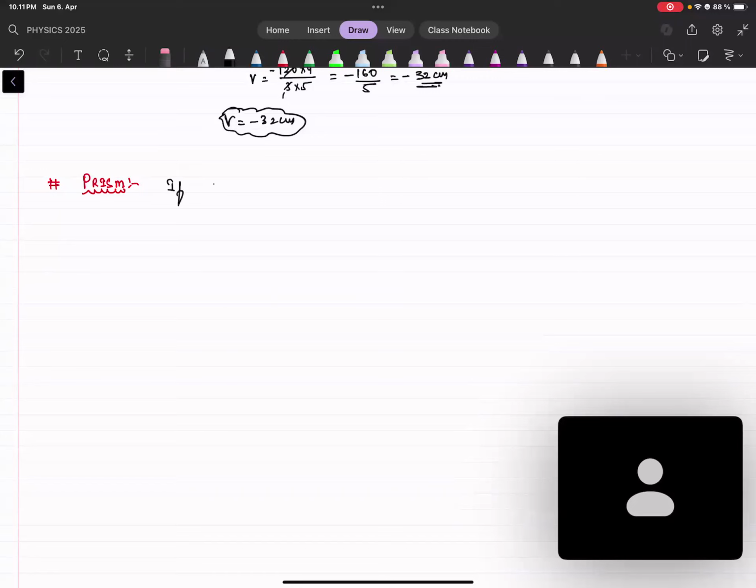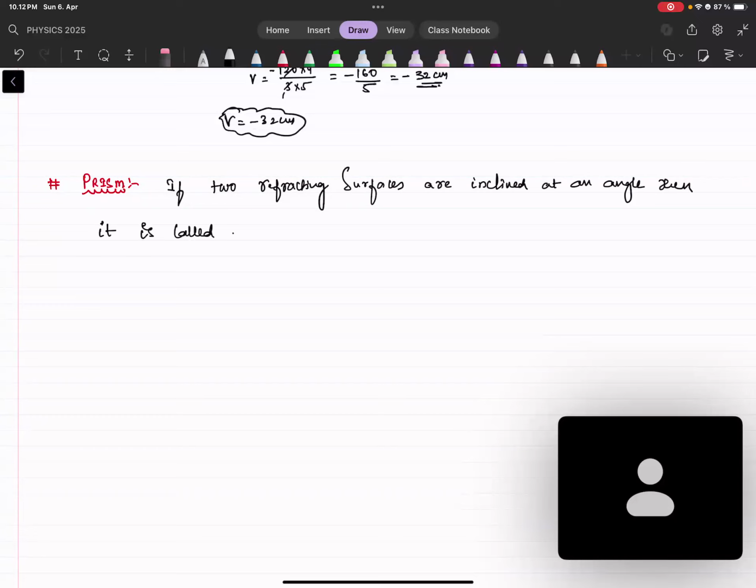Okay. If two refracting surfaces are inclined at an angle, then it is called a prism. Okay. Like say, if two plane surfaces are inclined like this, making an angle A, that will be your prism.